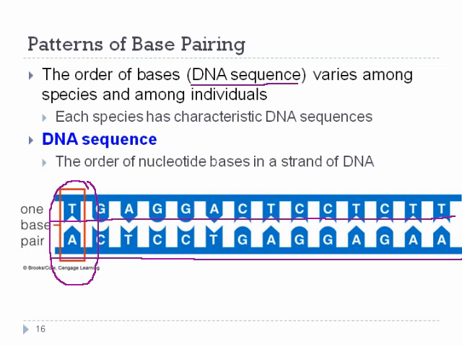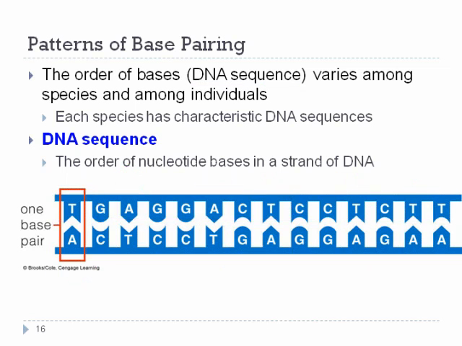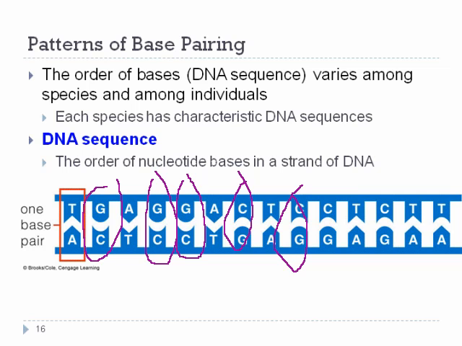They show you here one base pair. And so A always base pairs with T. That's the way they fit together. That's the way they form hydrogen bonds. And then C always pairs with G. That's the way they form hydrogen bonds. And so that's the way they pair up.